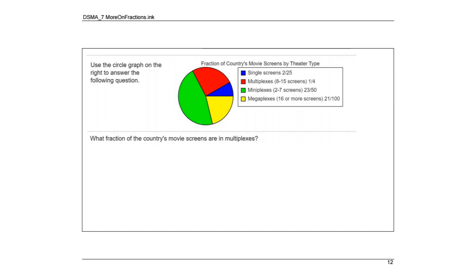So they say, what fraction of the country's movie screens are in multiplexes? Okay, so let's come up here. Looks like multiplexes are the red, and it tells me that 1/4 of the country's movie theaters are multiplexes. So that's it. That's all you have to do.